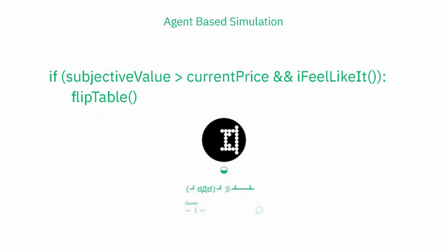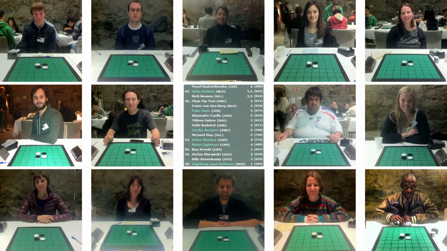In this agent-based simulation, you're basically presented with this subjective value. If that subjective value is greater than the current price, and you have that I feel like it, which is the propensity to buy, then you would flip the table or buy the clover. This is the logic that we're using. It's imperfect and it's a simplification, like any simulation always will be. But I think it's still a useful tool, and in a way an obligation to try running things through them, because when you're dealing with real money and real people, you have an obligation to do due diligence.